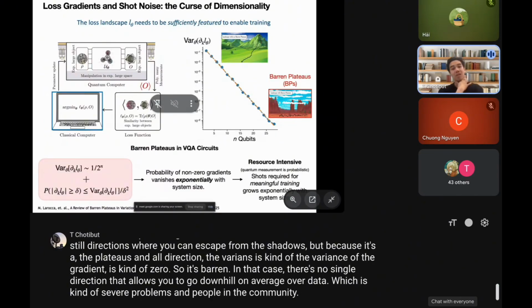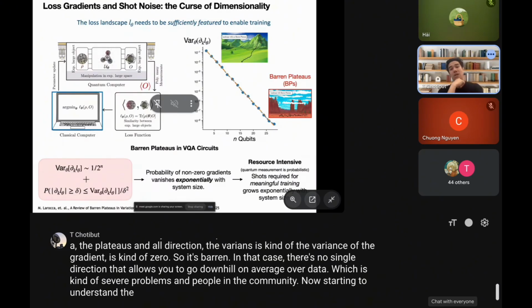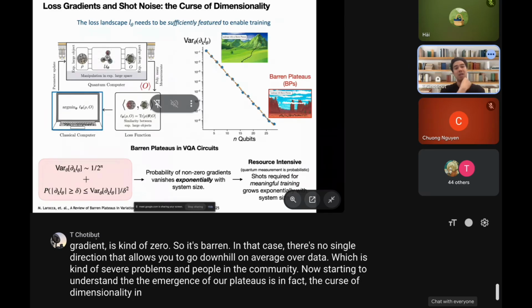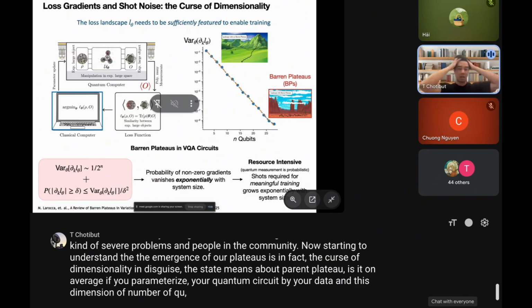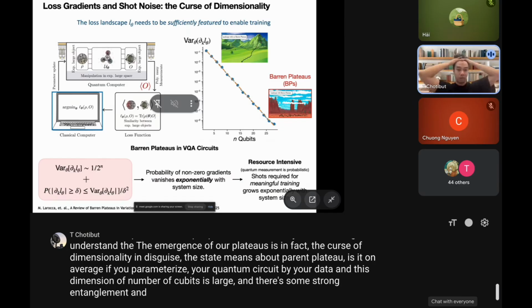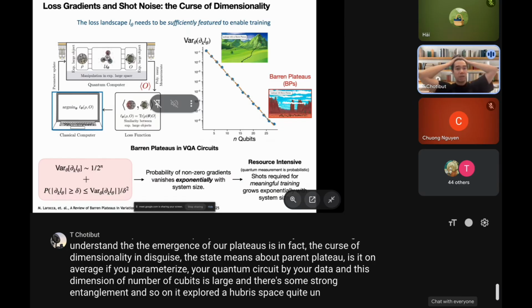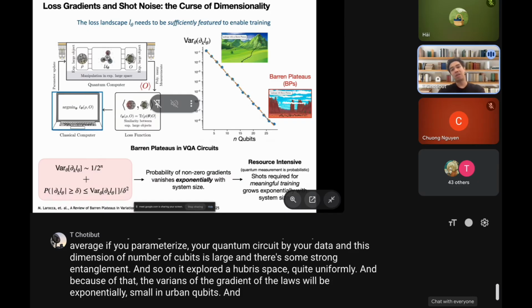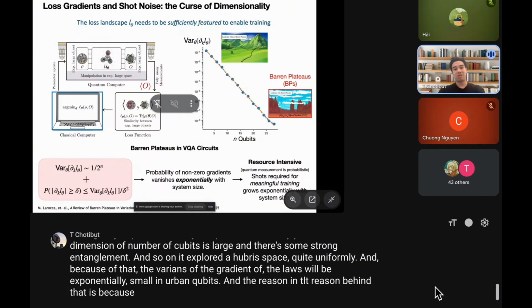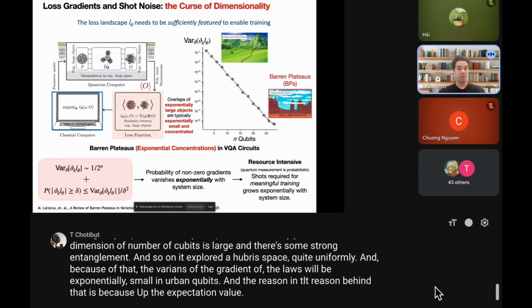And people in the community are now starting to understand that the emergence of barren plateaus is in fact the curse of dimensionality in disguise. The statement about barren plateaus is that on average, if you parameterize your quantum circuit by theta and the number of qubits is large and there's some strong entanglement and so on, it explores the Hilbert space quite uniformly. And because of that, the variance of the gradient of the loss will be exponentially small in the number of qubits. And the intuitive reason behind that is because of the expectation value result.